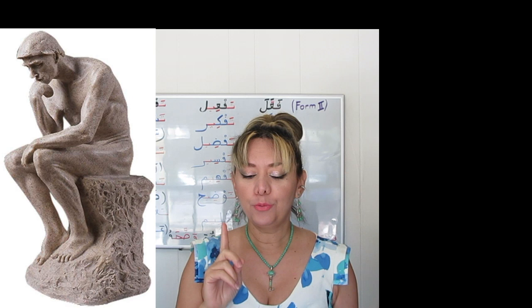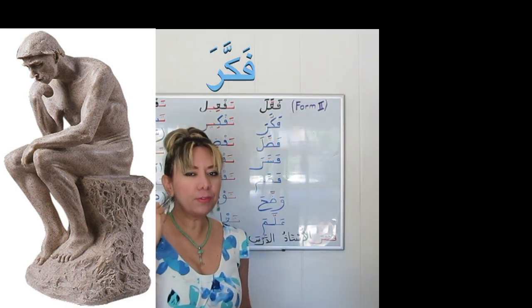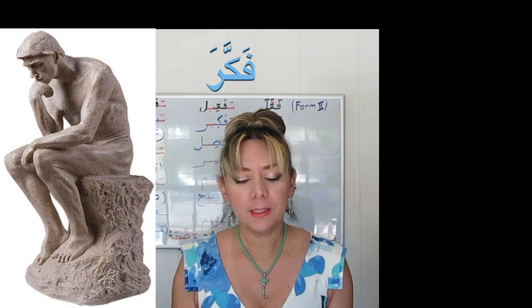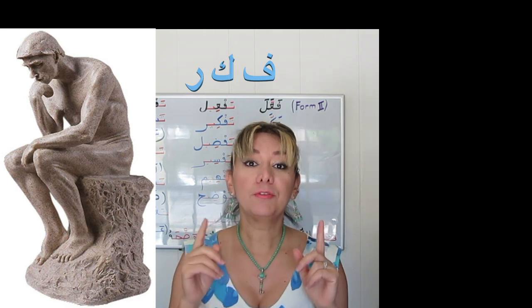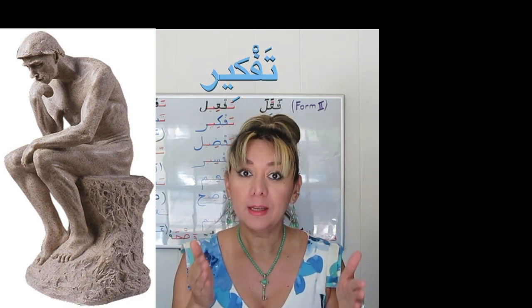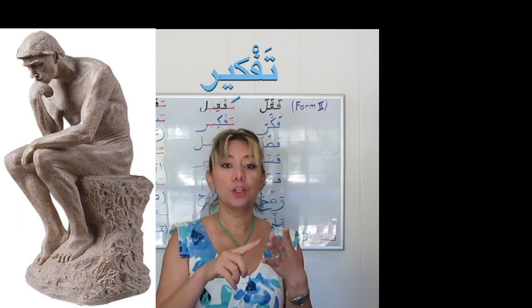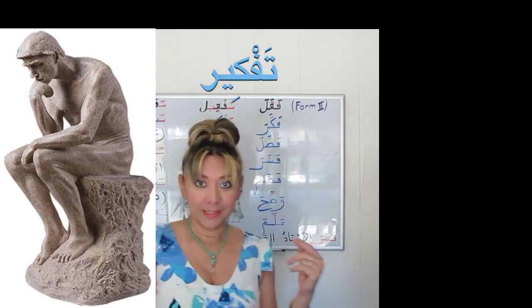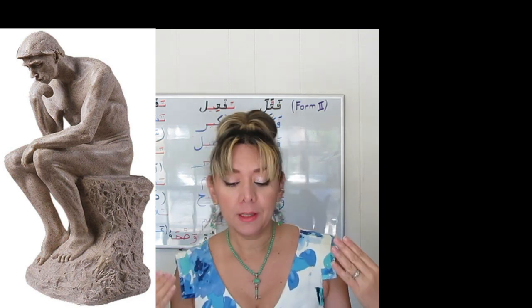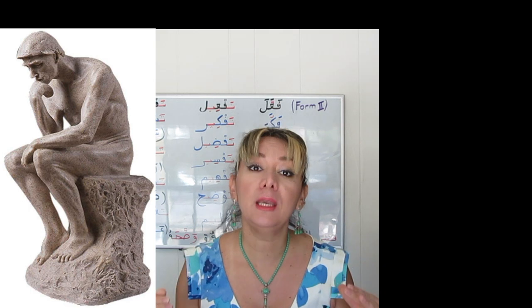For instance, the verb fakkara, to contemplate and think deeply about something, from the root fa, kaf, ra, fakkara, with a doubled middle radical, ka. It gives rise to tafkir. If you replace the three radicals with fa, ain, lam, you would have tafkir. So fakkara, tafkir, thinking, contemplating, pondering, and is construed with the preposition fi, fakkara fi.